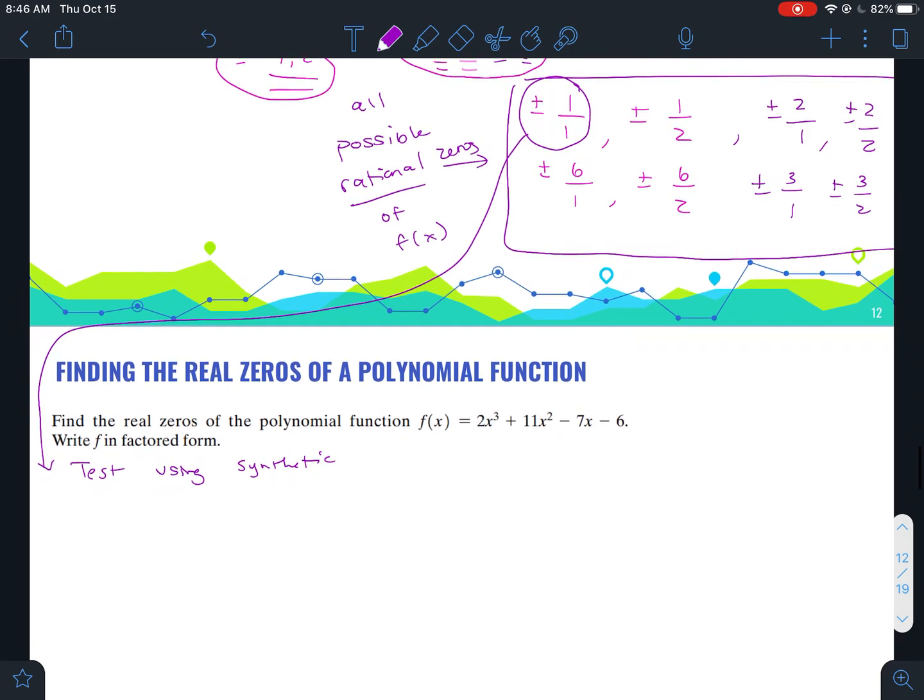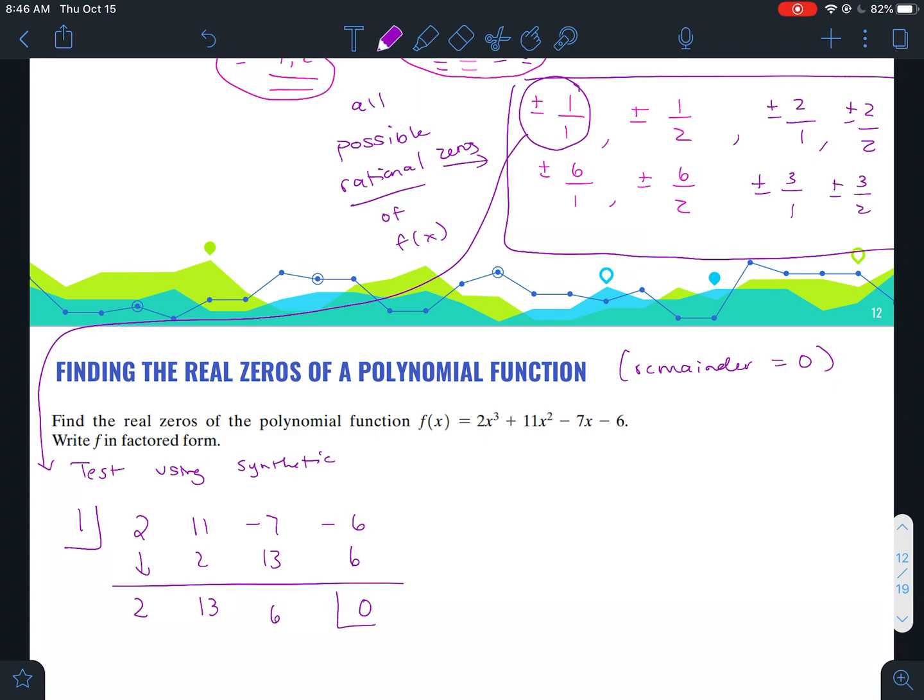Again, we really don't do this anymore because Desmos does it so much faster, but let me just show you. And remember, for it to be a 0, the remainder needs to be 0. So I need the remainder to be 0 for this to work. So I would have 2x to the third, 11x squared, minus 7x minus 6. If I try 1, I pull down the 2, I'd get 2, I'd get 13, I'd get 6, I'd get 0.